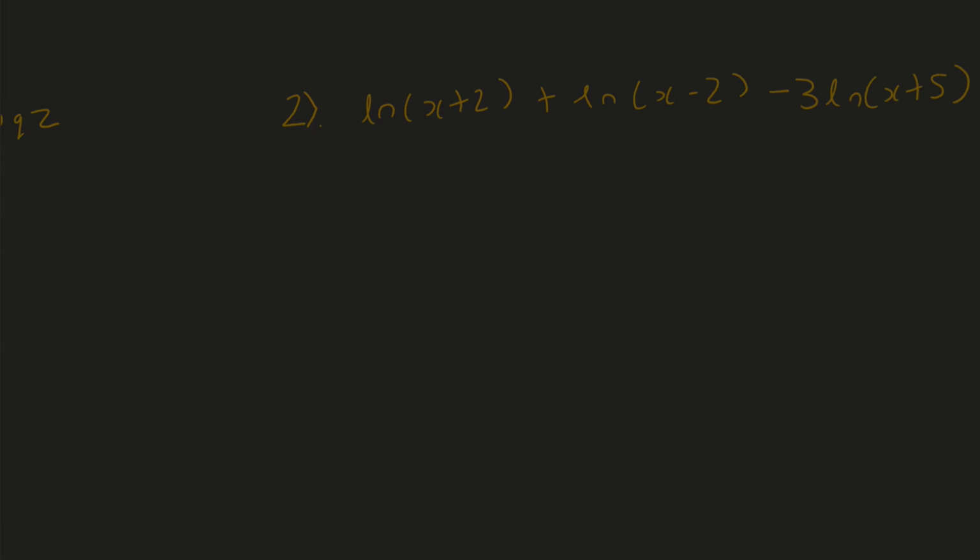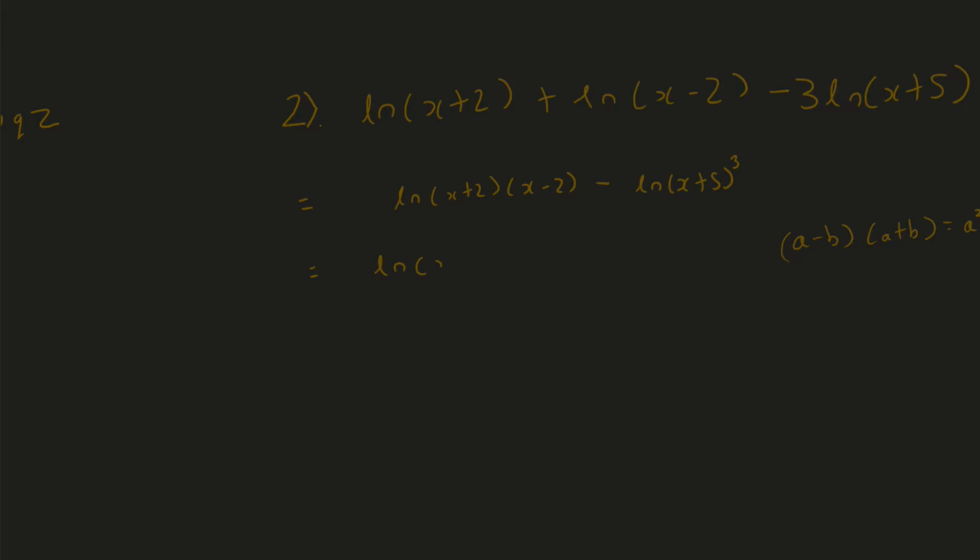Okay. The next question is simple as well. We use the product property in the first two brackets. So this is going to be x plus 2 multiplied by x minus 2, minus 3 times ln of x plus 5. We will take the 3 in the power of x plus 5. Now here we know a property that a minus b multiplied by a plus b is just going to be a squared minus b squared.